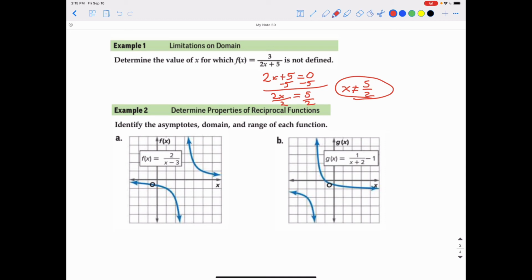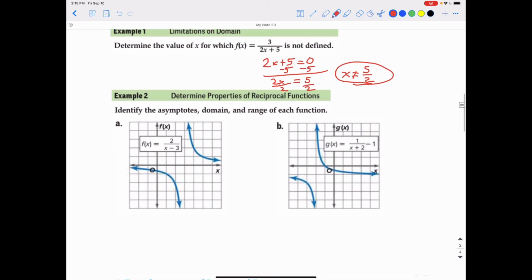Example 2 says identify the asymptotes, domain, and range of the function. Starting with the asymptotes. The asymptotes are the lines that the graph cannot touch. It looks like the vertical line that the graph cannot touch is running right through here. It gets very close to that line near the edge of the graph, but it cannot actually touch it. So that is the vertical asymptote. It has an equation of x equals positive 3, because every point along that line has the same x value, positive 3.